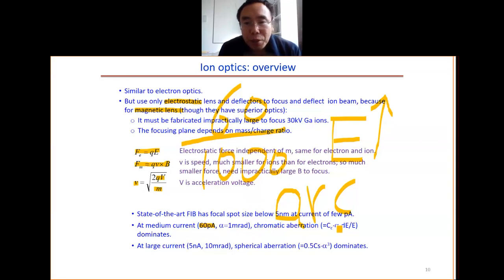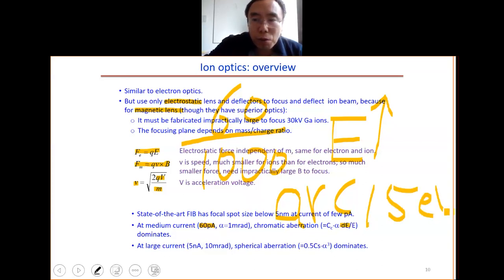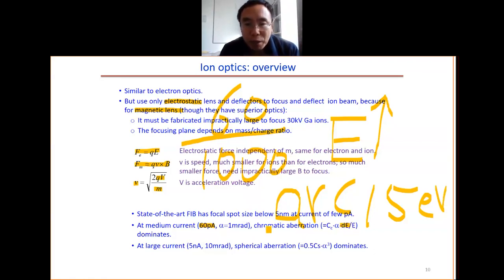Now we have this chromatic aberration because, for the ions, this delta E value, as we just talked about, goes to 15 electron volts. It's too high. So we have a very large energy spread, and we get chromatic aberration. When we have even larger current, we get spherical aberration, which is proportional to alpha cubed. Obviously, larger current means bigger angle, so this goes up very quickly. As a result, spherical aberration will be more significant than chromatic aberration when we have large current.